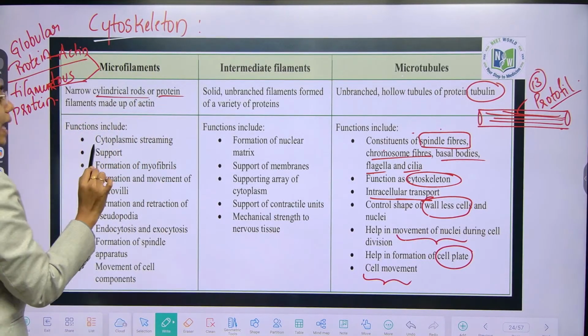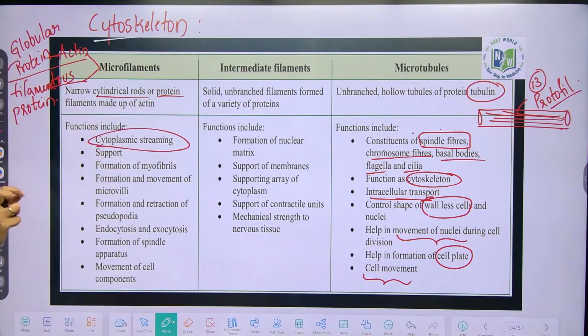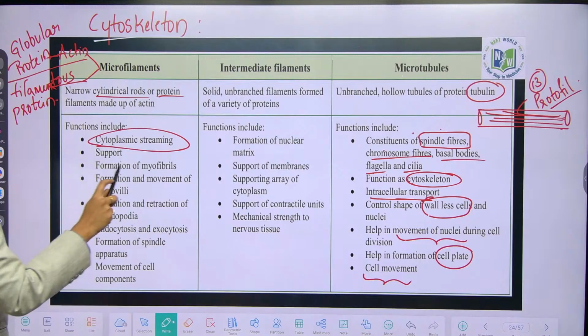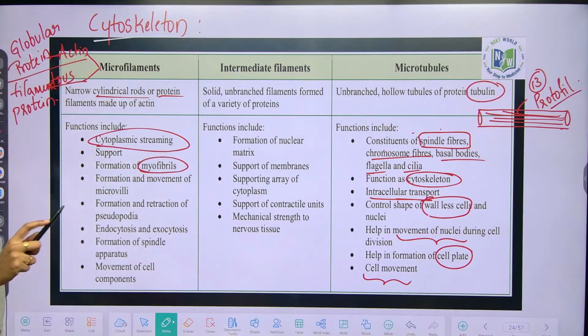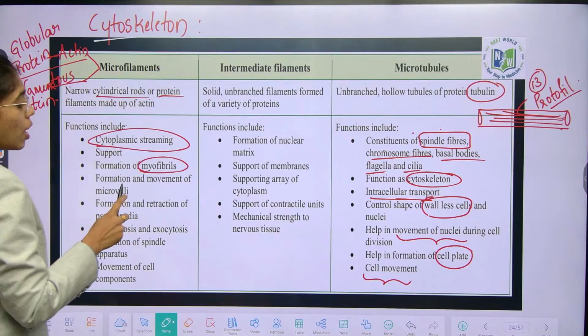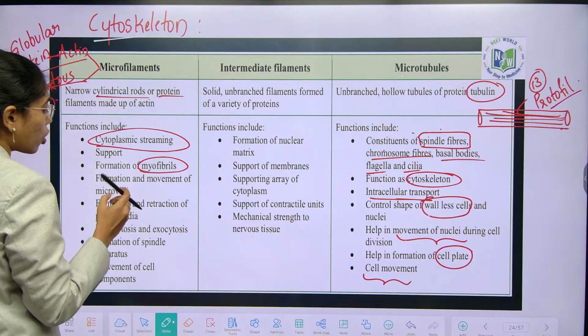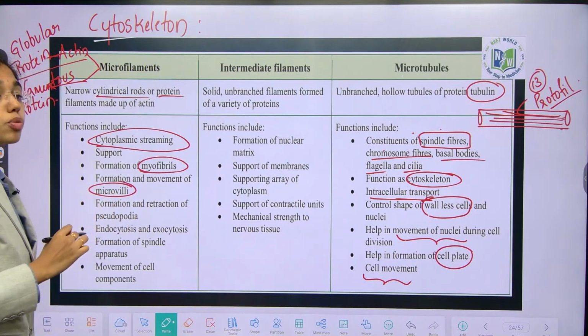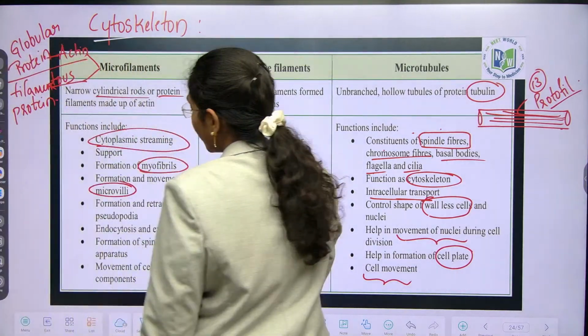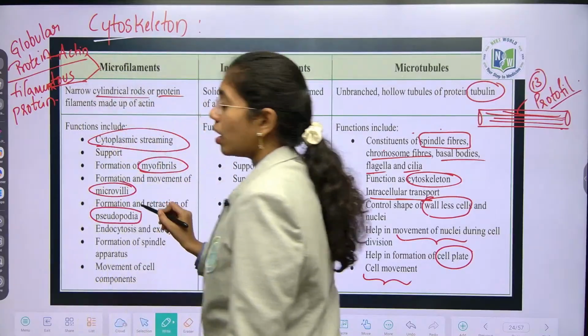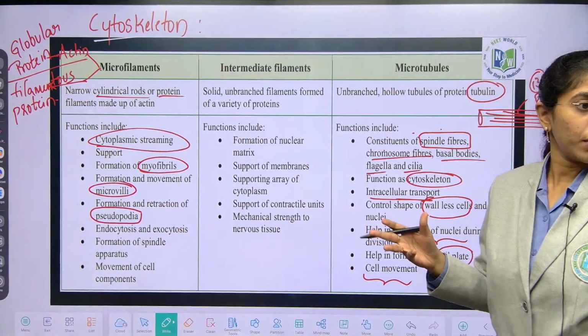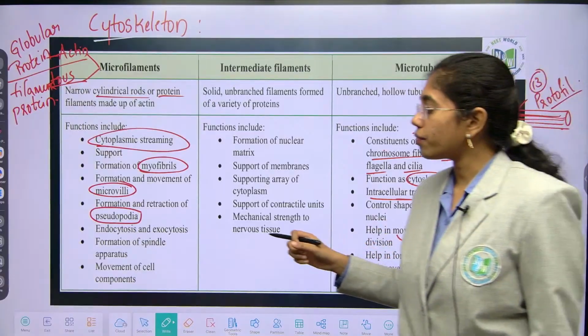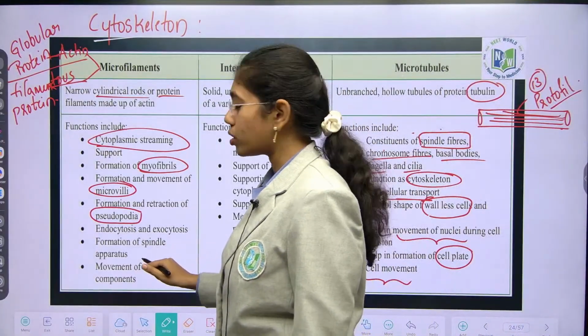They mainly help in cytoplasmic streaming. Any components to stream in the cytoplasm, microfilaments will be used. Formation of fibrils. These are muscle fibrils. Whenever you are learning about muscle contraction and relaxation, you will be learning about that. Next, formation and movement of microvilli, which is present in the small intestine. Formation and retraction of pseudopodia, which is false feet of amoeba. Okay, in the movement of that, endocytosis and exocytosis.